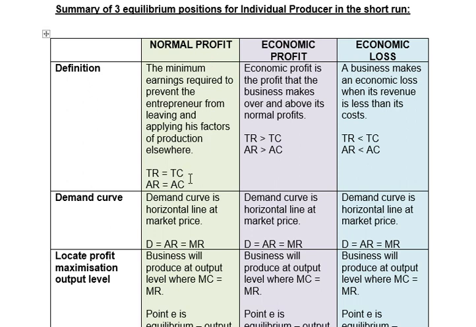Normal profit will be made depending on what we are looking at. If we're looking at the totals, a normal profit will be made when total revenue equals total cost, or if we look at the averages, when average revenue equals average cost.